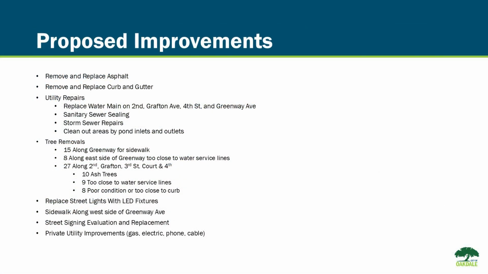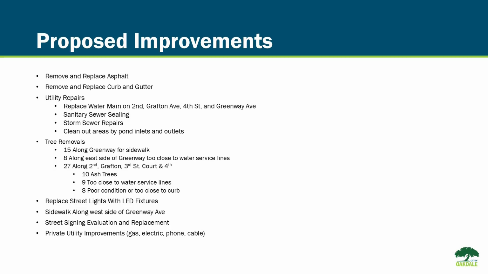The proposed improvements being considered for this neighborhood include removing and replacing the asphalt, removing and replacing the curb and gutter, utility repairs, primarily the replacement of water main on 2nd, Grafton, 4th, and on Greenway Avenue, sanitary sewer sealing, if there's any areas that are allowing groundwater into the sanitary sewer system, storm sewer repairs where necessary, primarily around the catch basins, and also cleaning out ponding areas to improve water quality where the storm sewer discharges into and close to Tanner's Lake.